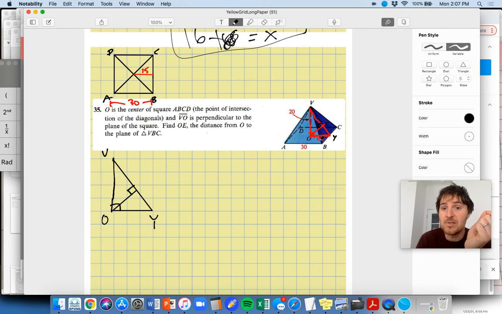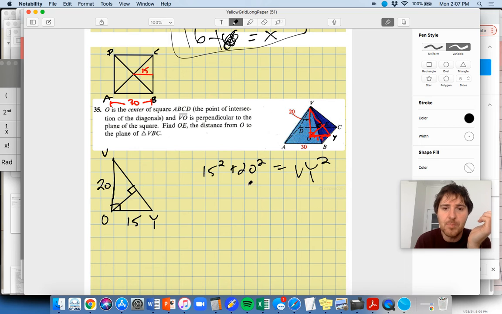You with me on this one? OY here is just half of it, so that's going to be 15. They gave you VO, which is the distance from the top of the pyramid down to the square base, the perpendicular segment. That's why it's a distance. This is 20. So we have a right triangle and we can get the hypotenuse: 15 squared plus 20 squared equals VY squared.